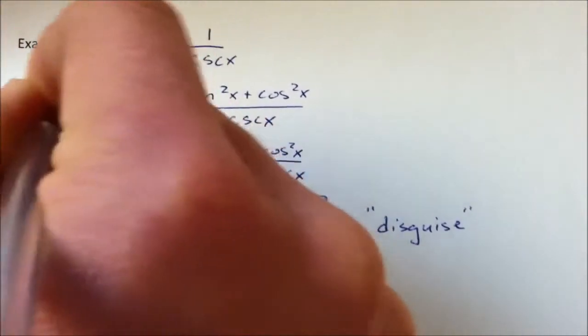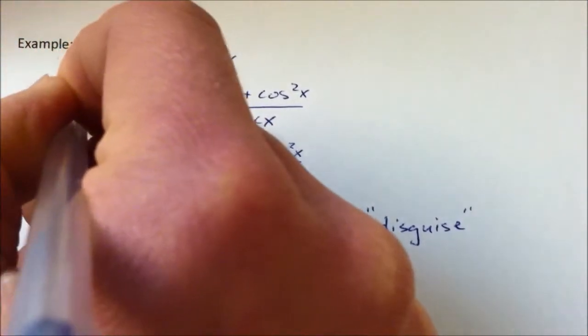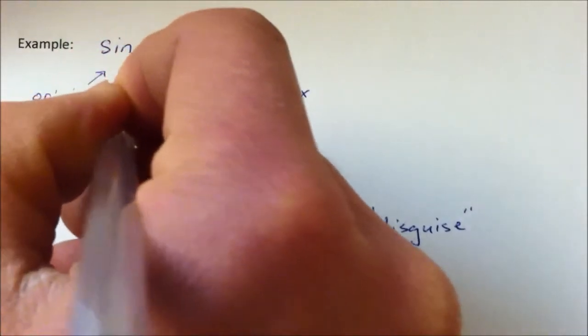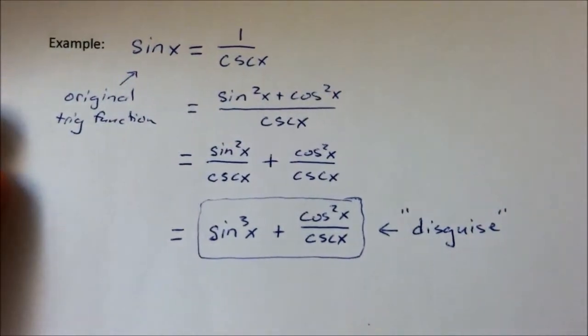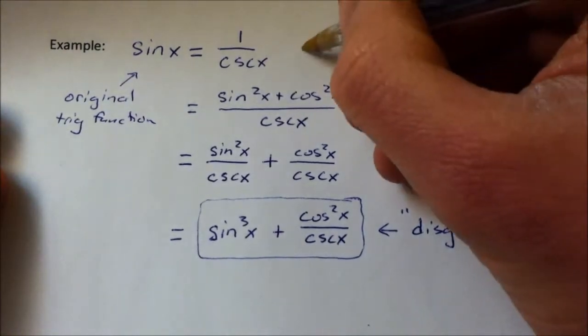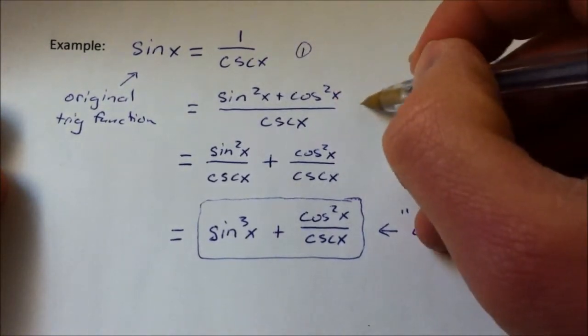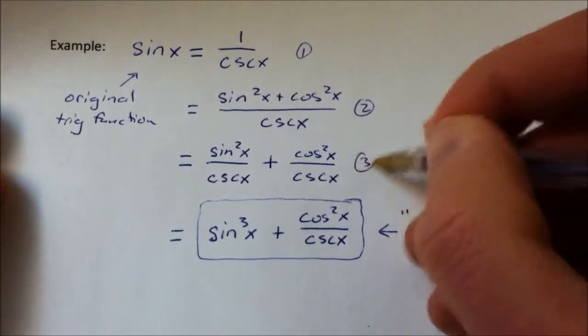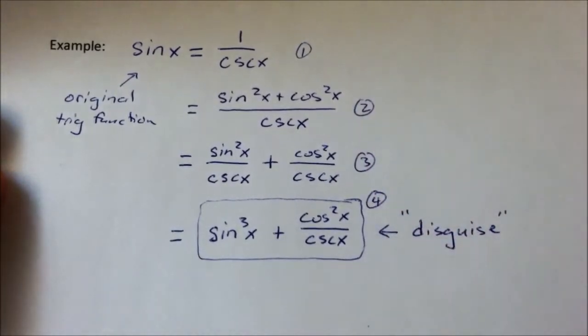And so I'm going to put a box around the disguise. My original function was sine of x. And now I could place this disguise in front of somebody and have them try to solve it back to sine. So that's what we'll be doing here in the next couple days.